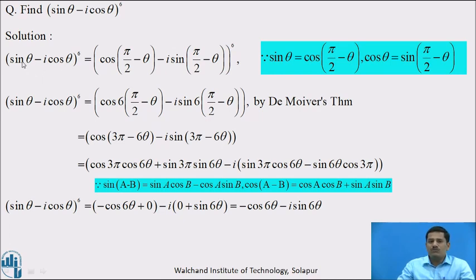So we use this relation to convert sin to cos and cos to sin. Writing sin θ as cos(π/2 − θ) and −i as it is, and writing cos θ as sin(π/2 − θ) and the power 6 as it is. Now let us apply de Moivre's theorem directly. We get cos of 6 into (π/2 − θ) minus i sin of 6 into (π/2 − θ).